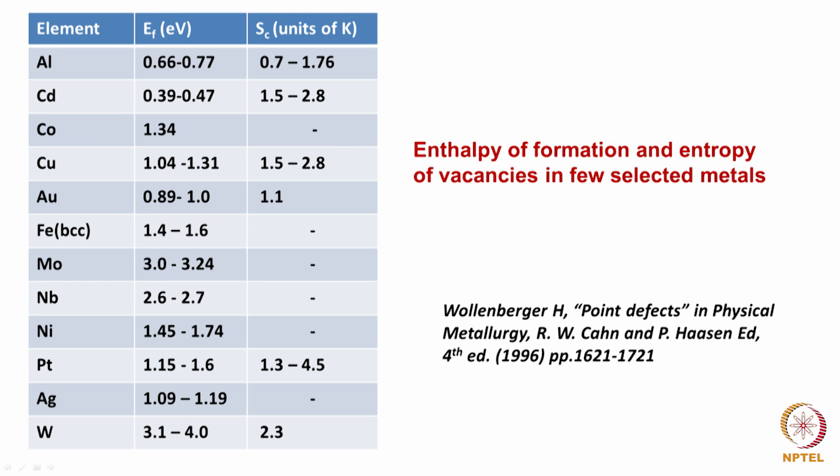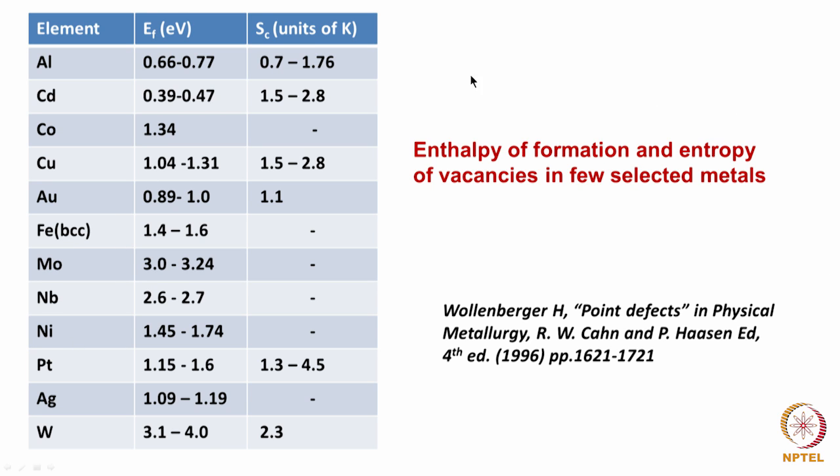Here I have taken from the literature the values determined experimentally for various pure elements. You can see that aluminium melts at a low temperature, while tungsten's melting point is high, correct? The lower the melting point, the weaker the bond strength; the higher the melting point, the higher the bond strength. This is reflected in the energy of formation also.